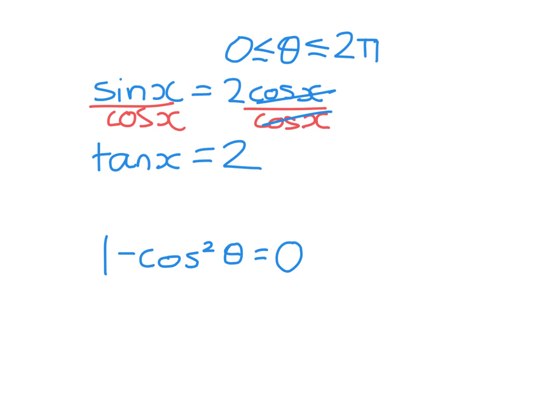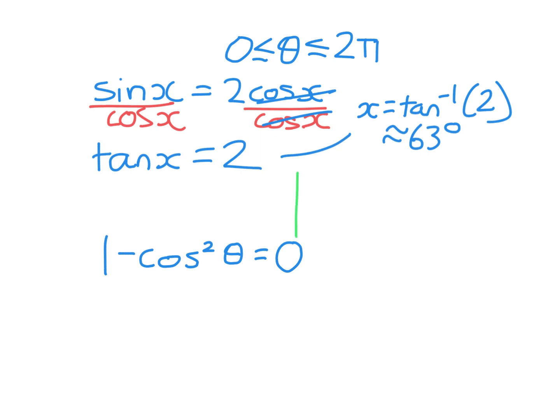So this is not an exact value. You can use your calculator to come up with one solution. So x will equal the tan inverse of 2. Now that actually is about 63 degrees. So that is one possible solution. What's the other possible solution?